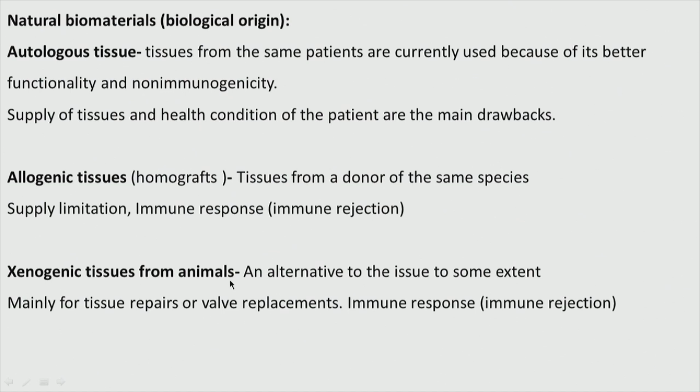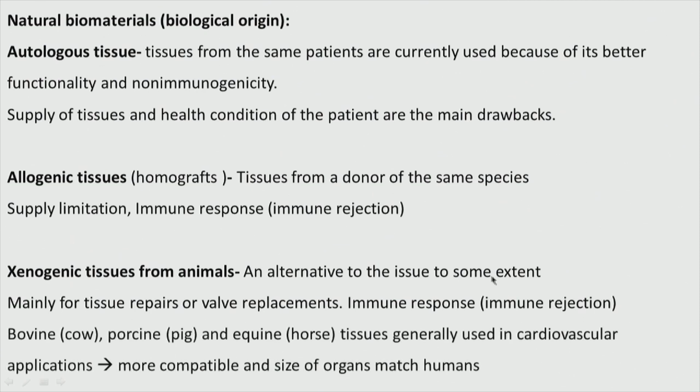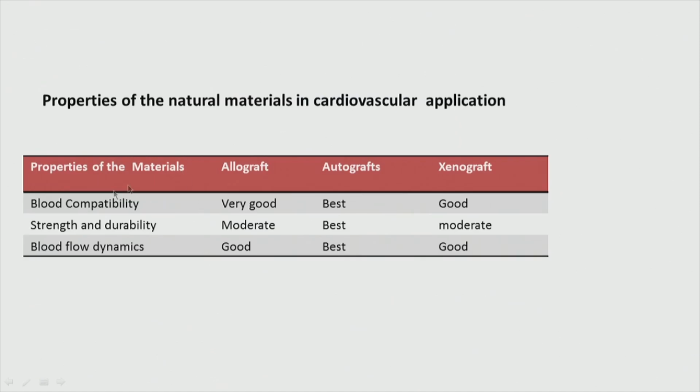But there is a lot of interest nowadays in using animal tissues, especially for repair of valves, replacements, and so on. Of course, there also you can have immune rejection as well as disease getting transmitted. Okay. Bovine, porcine, equine tissues are generally used in cardiovascular applications. Okay. So, some of these blood compatibility of allograft, of course, the donor's own. So, very good, autografts best, strength and durability moderate, blood flow dynamics again is reasonably good.